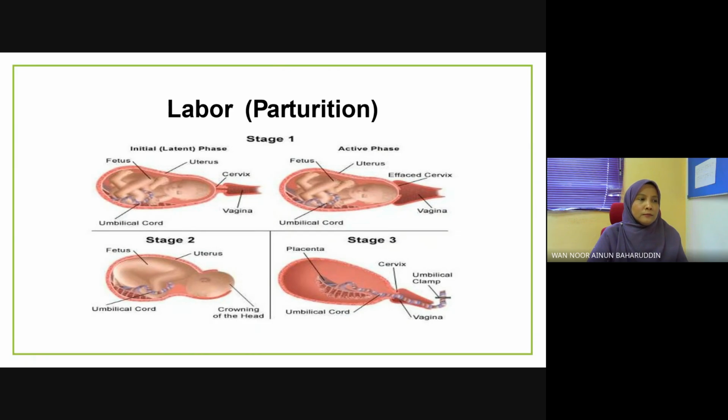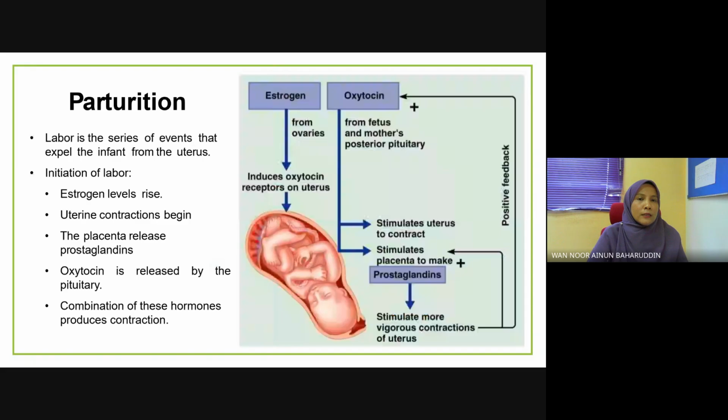We will see the illustration. How is the dilation in stage 1? The cervix is now trying to open, and the vagina is also trying to open up. Then at stage 2, the crowning of the head, the baby is ready to be delivered. And then at the last stage, the placenta should be delivered, along with the umbilical cord and so on, by the mother.